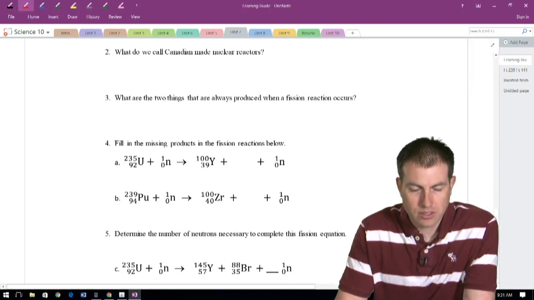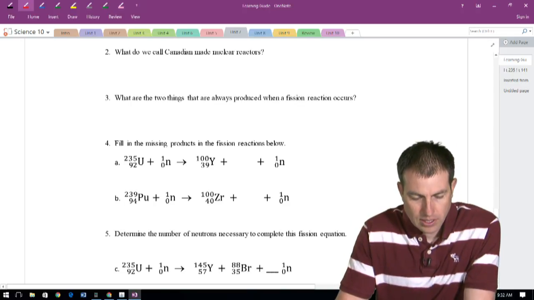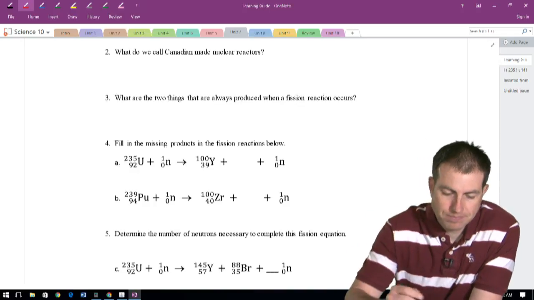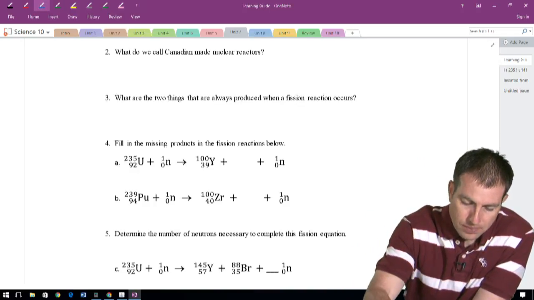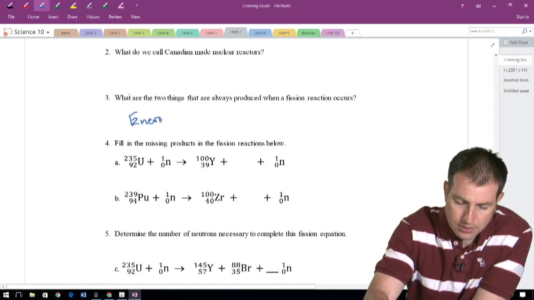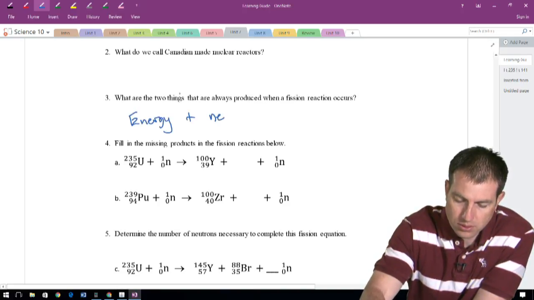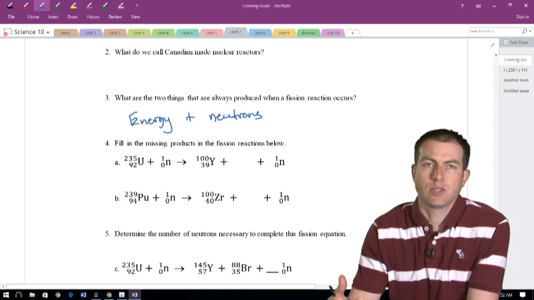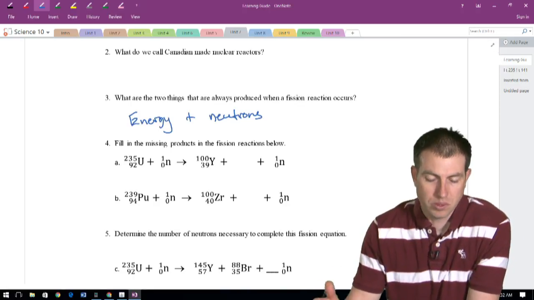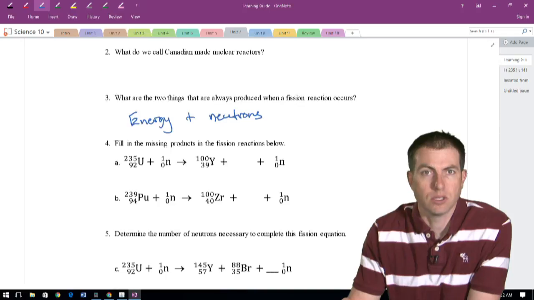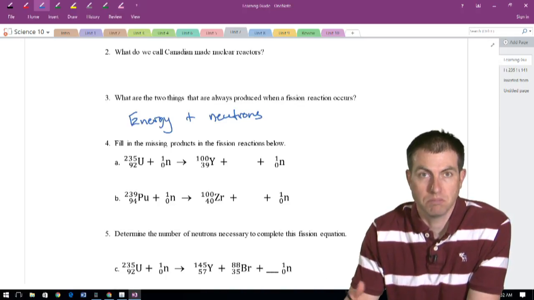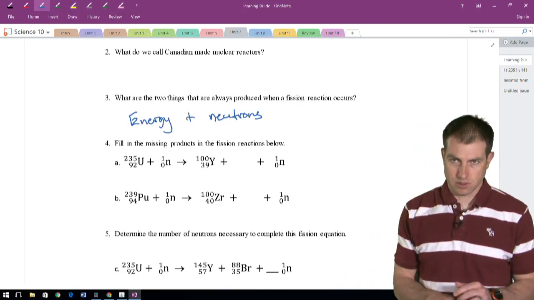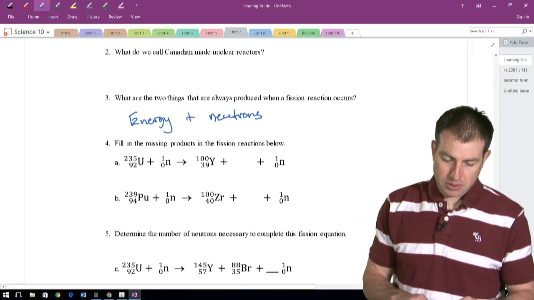Canadian nuclear reactors are called CANDU reactors. That was in the notes. What are two things that are always produced when a fission reaction occurs? The big ones are energy. That's why we make bombs out of fission and nuclear power plants. And the other one is neutrons. Those neutrons are important because they continue the reaction. Without the extra neutrons being produced, we wouldn't be sitting here talking about nuclear fission because nothing would happen. It would just be any other isotope, which is what makes these, I don't want to say special because it's kind of frightening, but yeah, that's what happens.